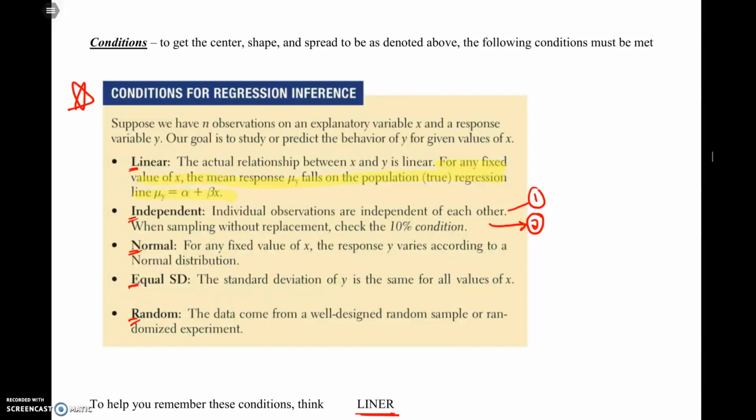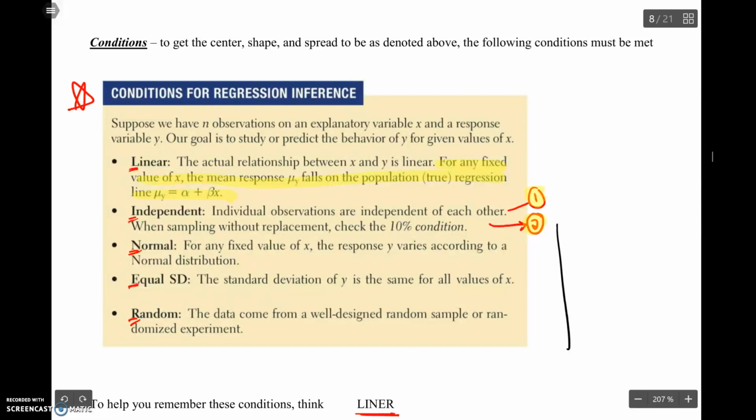Independence: the individual observations are independent of each other. We'll call that check 1. And then because we're sampling without replacement, you also check the 10% condition. So it's a 2-part check there. And for normal: for any fixed value of X, the response variable varies according to a normal distribution.